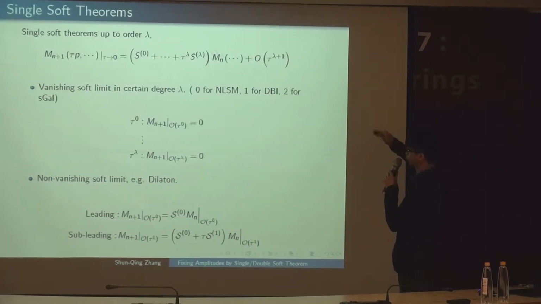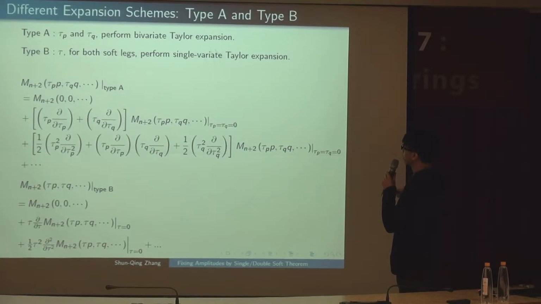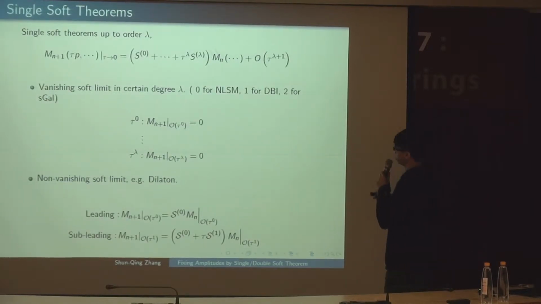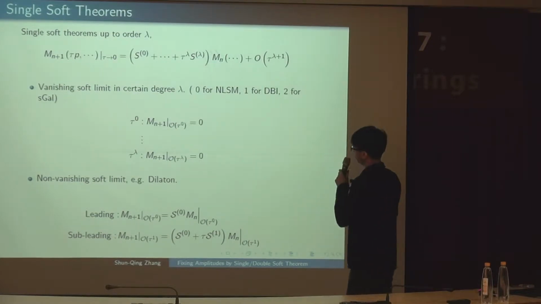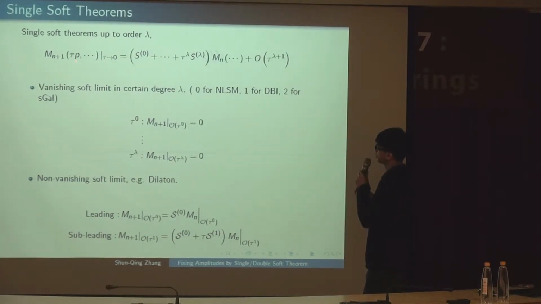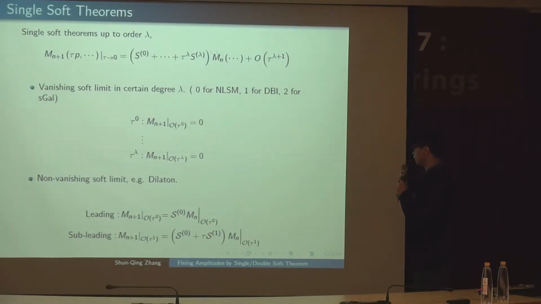Just a quick review of the single soft theorem. It reduces the n+1 point amplitude to an n point amplitude by this tau soft parameter. For the nonlinear sigma model and the DBI, they all have a different soft order. And for the dilaton, it has some non-vanishing soft limit, so it can reduce to some lower points here.